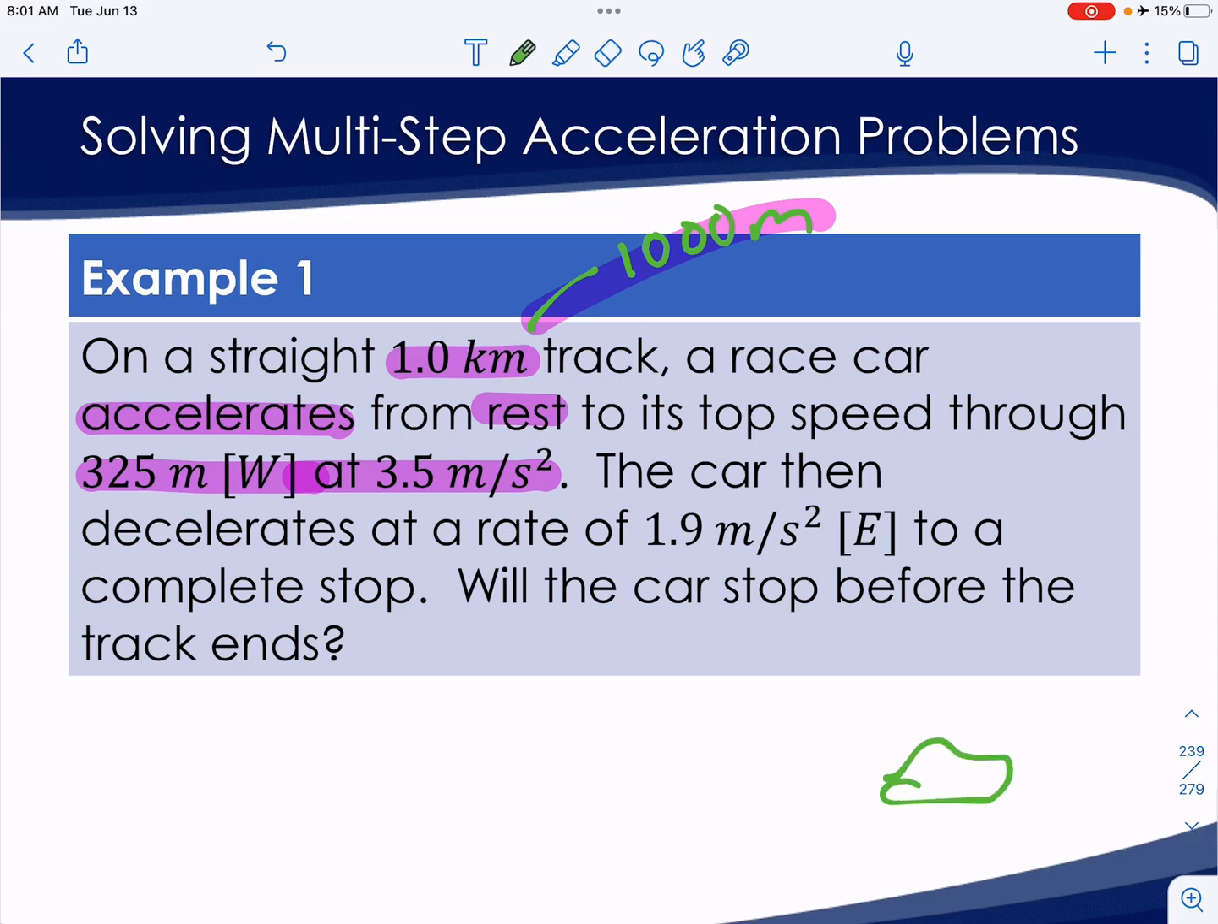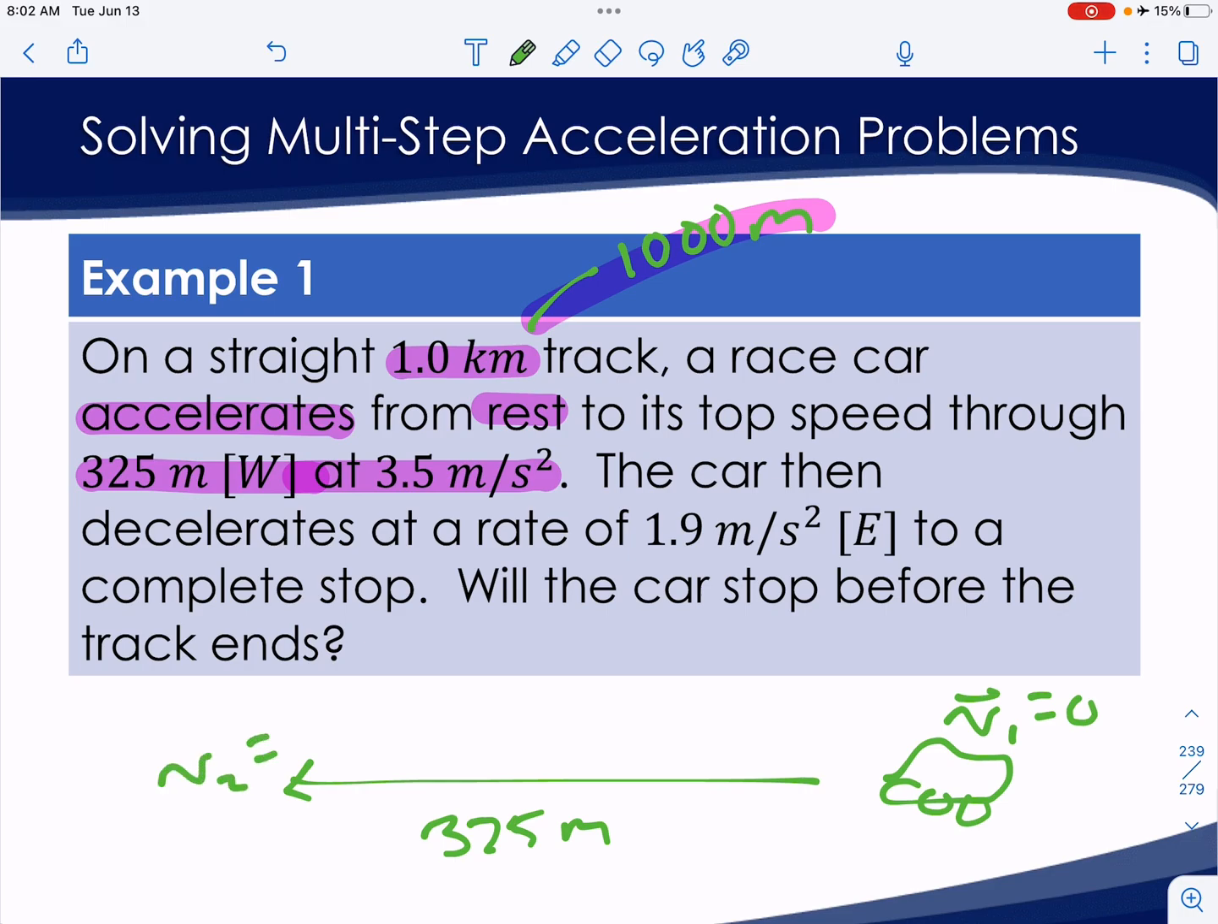So you have a car, 325 meters. V1 is 0. We know that this is our top speed. And we know that the acceleration is going to be 3.5 meters per second squared.